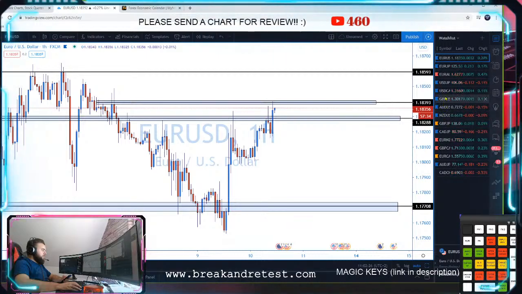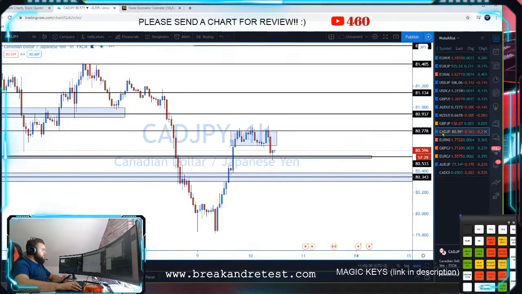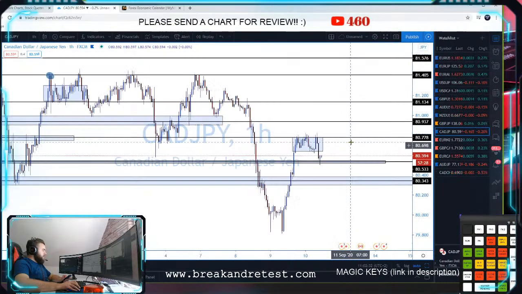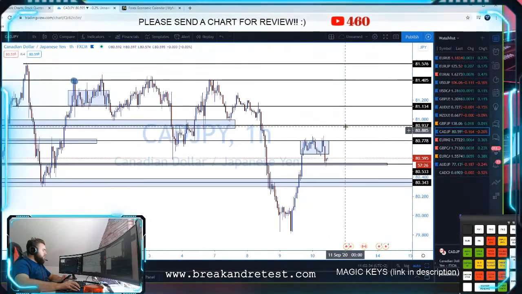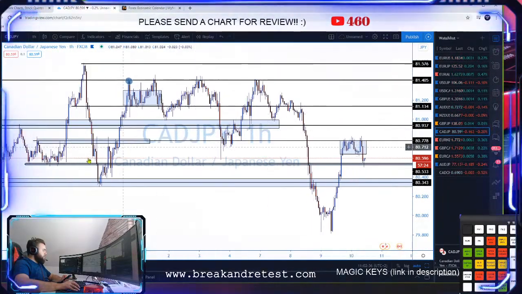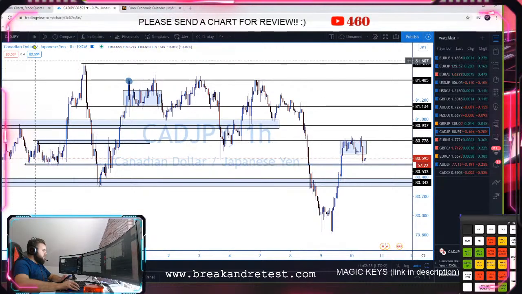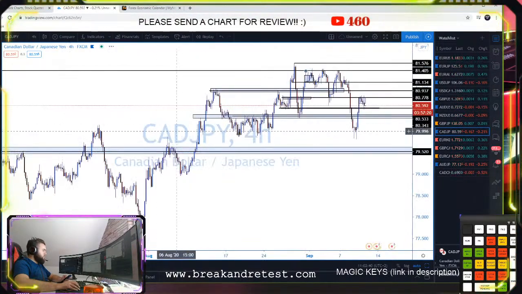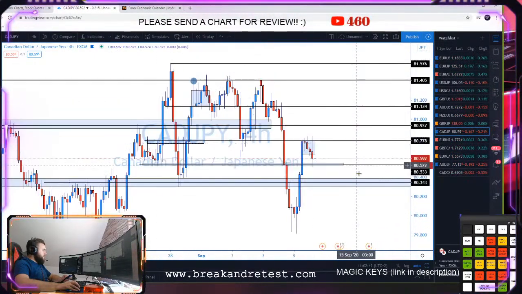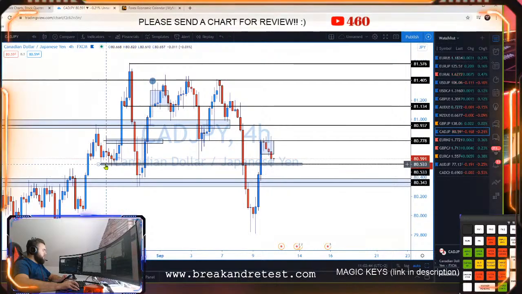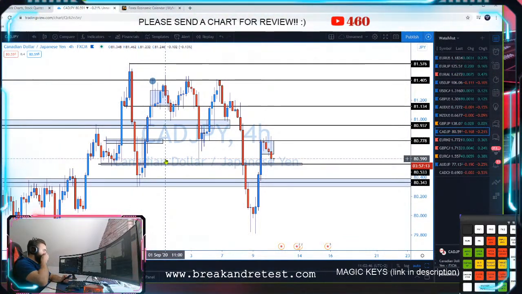CAD JPY, what about CAD JPY? Where's CAD JPY? Yes, it broke below, but it went straight to the next support. So I think it would be too risky, and this 4-hour support is very strong. You need to be careful.